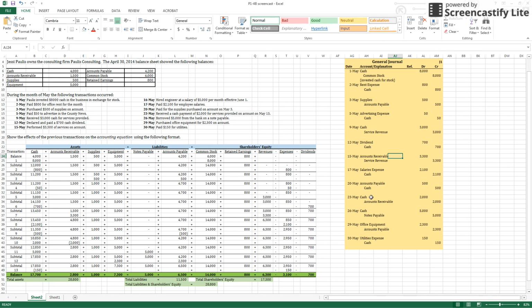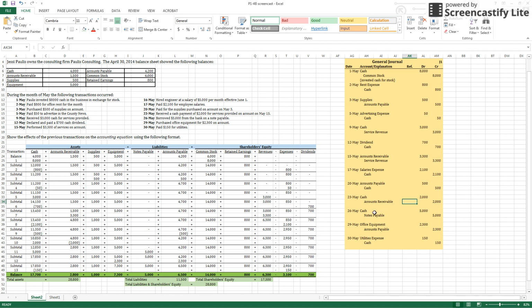On the 23rd of May, we received a cash payment for the services that we provided on the 15th. So that means we received cash, so we need to increase that particular asset, but our accounts receivable up here that was an asset has gone away because we received the cash. And so in order to decrease an asset, accounts receivable, we credit it for $2,000.